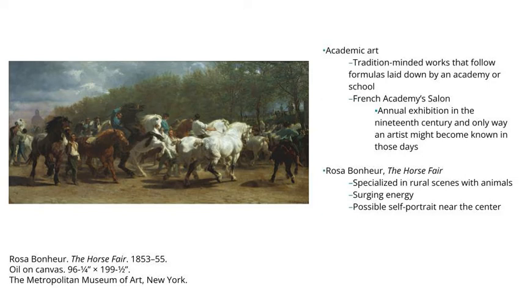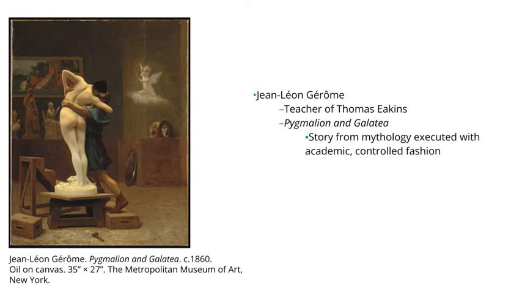As another example of an academic painting, we have Jean-Léon Gérôme, who was the teacher of Thomas Eakins, and this painting by Gérôme is Pygmalion and Galatea, which is based on a story from mythology, but executed in an academic and controlled fashion. If you don't know the story of Pygmalion, it's basically a sculptor trying to sculpt a perfect female form who ends up falling in love with his sculpture.